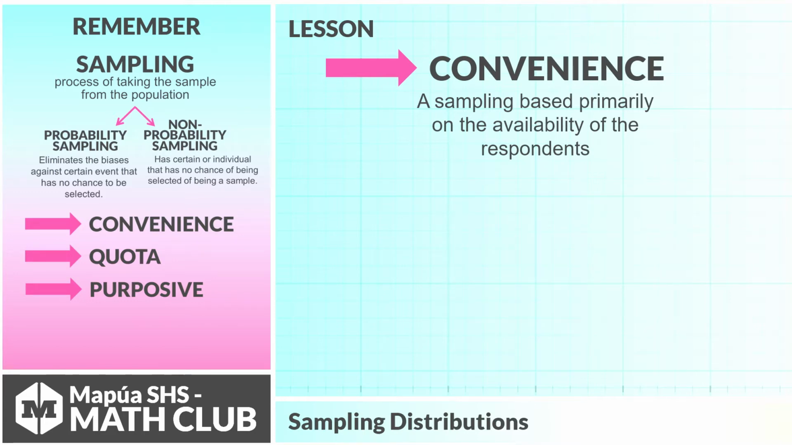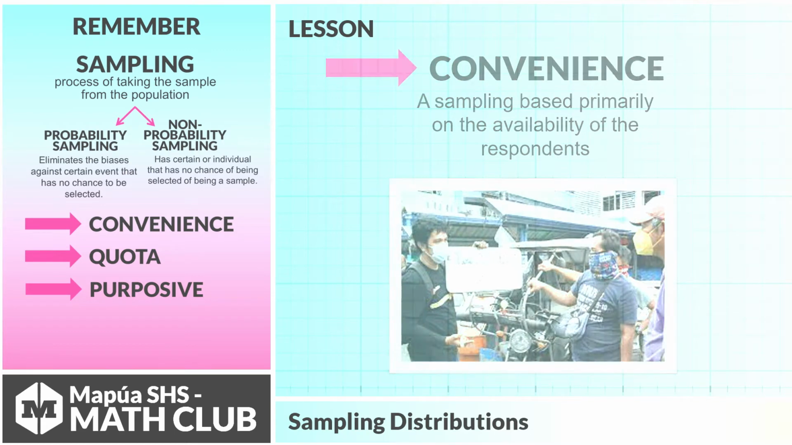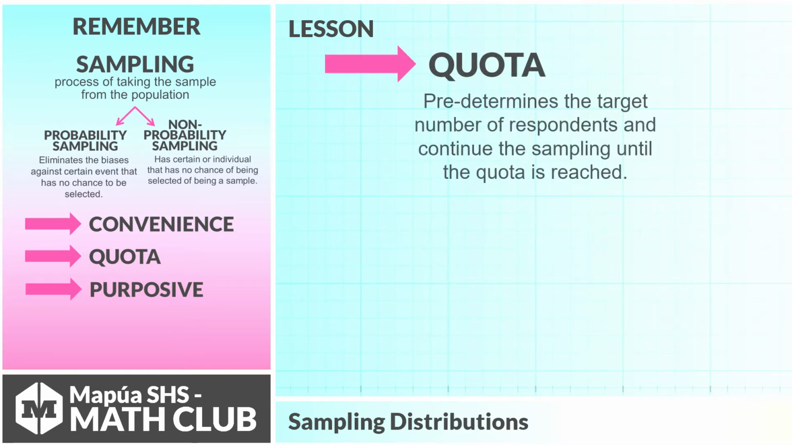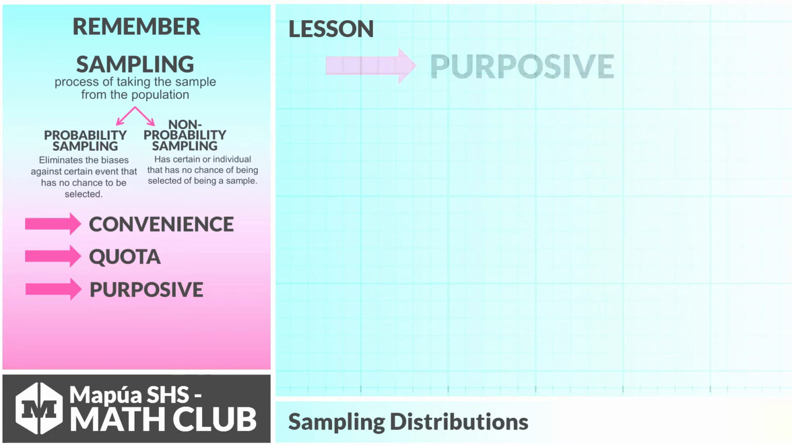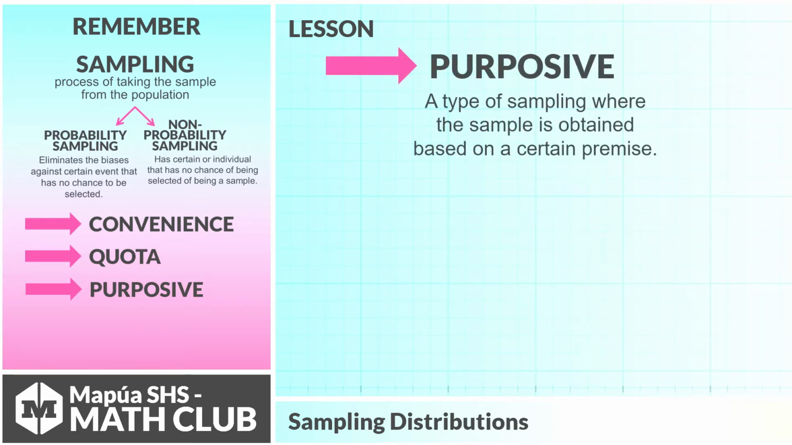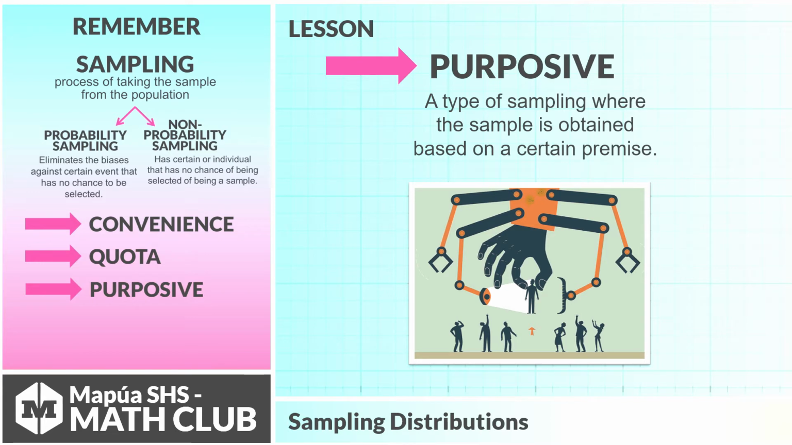Meanwhile, quota sampling predetermines the target number of respondents that will be selected to represent a population. For instance, the goal is to interview 100 men, regardless of their individual characteristics. Well, the selection process will continue until the quota is reached. Lastly, purposive sampling is a technique where the sample is obtained based on a specific premise, like how men are not asked regarding the personal experiences during pregnancy.